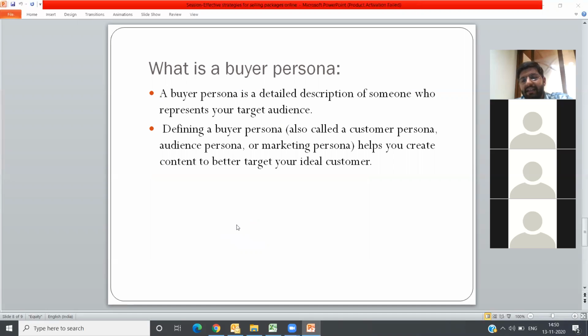So the last slide is a new terminology for you. What is a buyer's persona? After every call, once you take the detailed requirement, you have to have a detailed description of someone who represents your target audience. You should be pretty clear about who your target audience is.